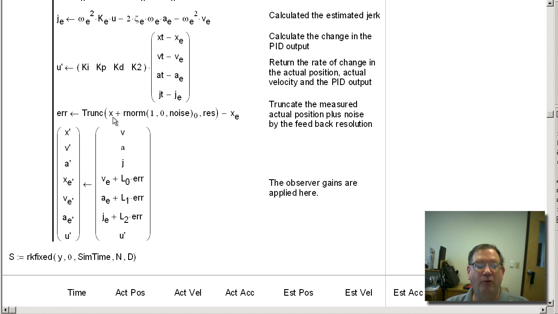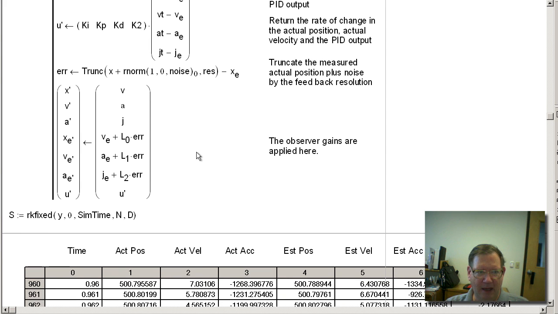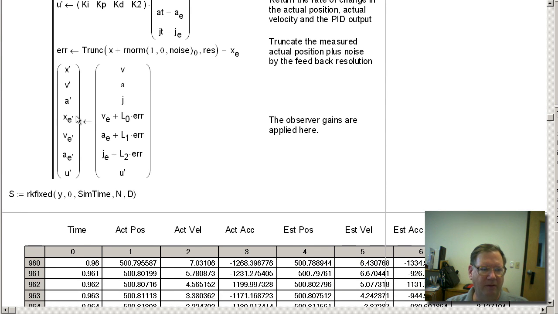I would call this my actual position, but after I get through doing all of this, I would call it a measured position because this is what you're actually measuring. And you can see that this is far from perfect. Anyway, I'm subtracting the estimated position from up above, and I calculate out an error. Now what I need to do is update my output.